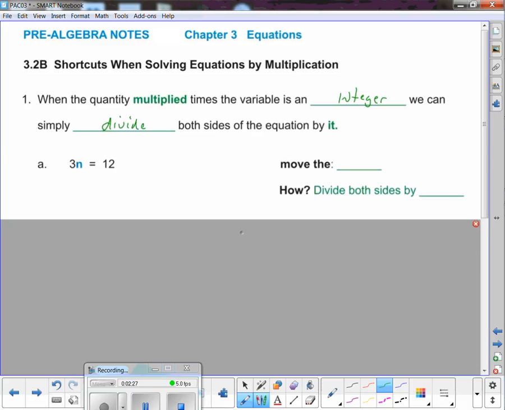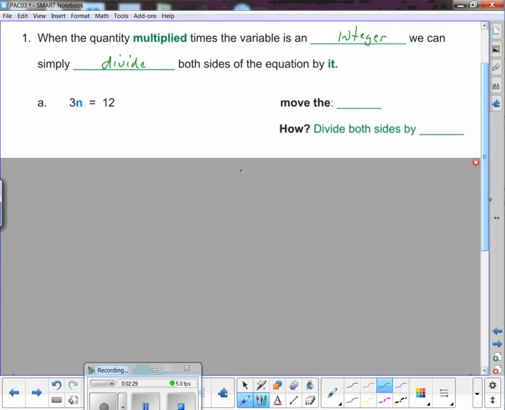So let me show you what I mean. So here in our first example, hopefully you agree we need to move the 3, right? The variable, the n, is on the left-hand side of the equal sign. And so we want to move anything on the same side as the n, anything on the left, we want to move to the right. What's on the same side as the n? A 3.